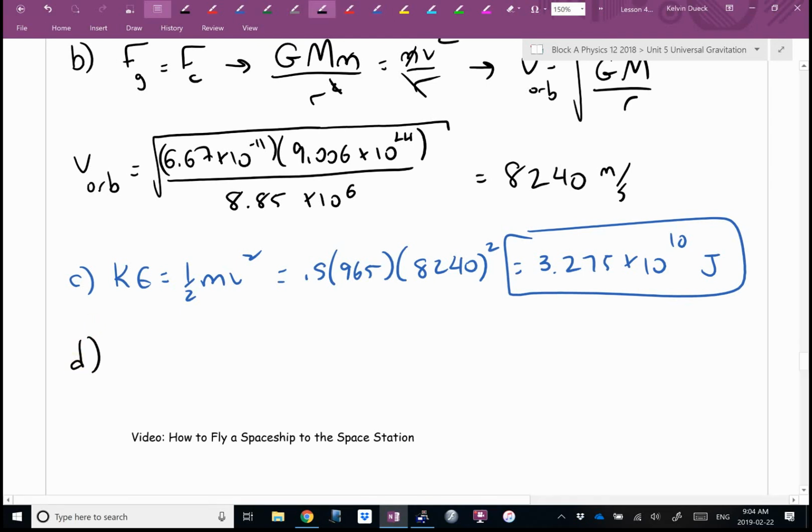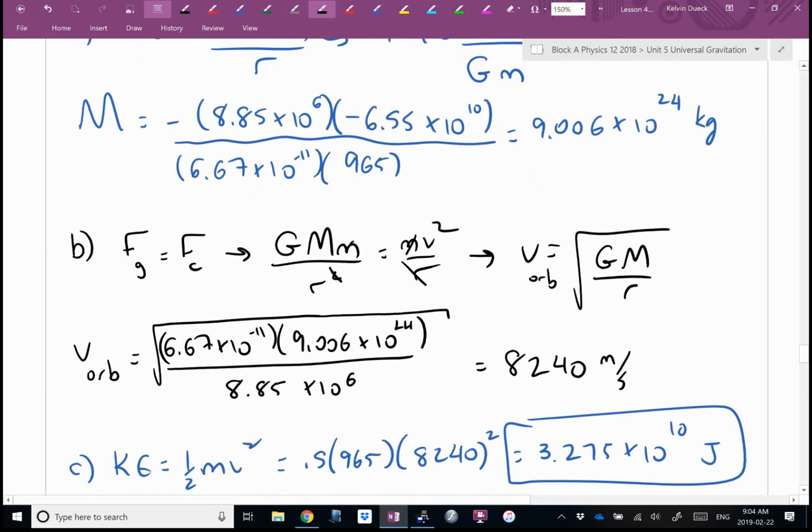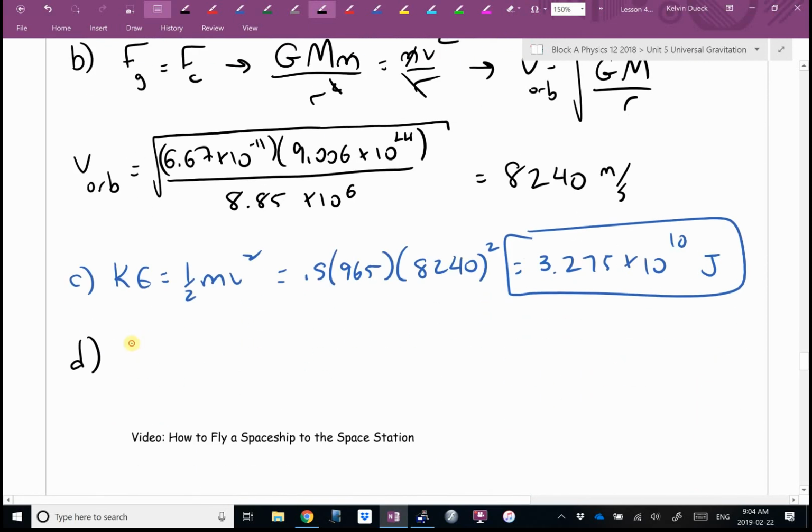I think there was a D. Oh, total energy. I'm going to write negative 3.275 times 10 to the 10th joules because I seem to recall that the total energy, this is what you missed, but don't freak out, was the same as the kinetic, but negative. But how would I find total, Nina?